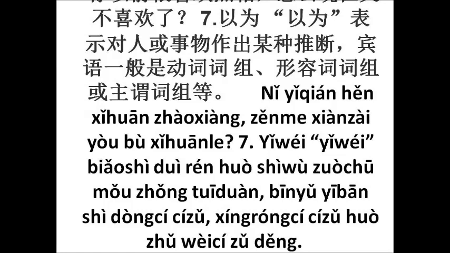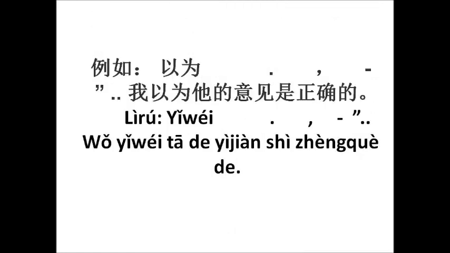Moving on to the seventh grammar point. 以为. 以为 indicates the judgment which one forms of a person or a thing. The object is usually a verbal phrase, adjective phrase, or a subject-object phrase. Let us see this example. 我以为他的意见是正确的. I thought that his opinion was correct. 我以为他的意见是正确的.